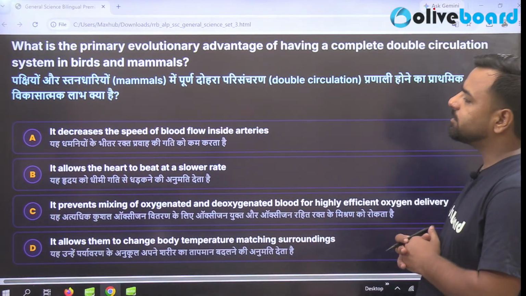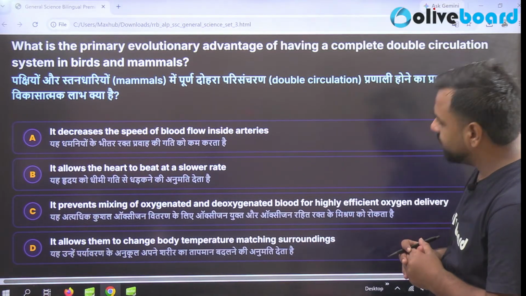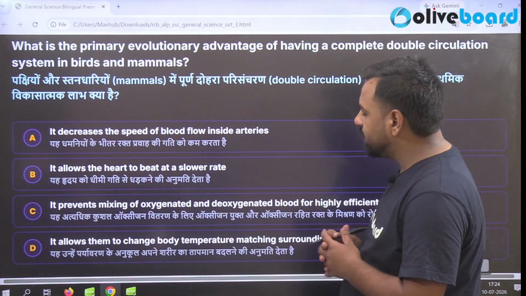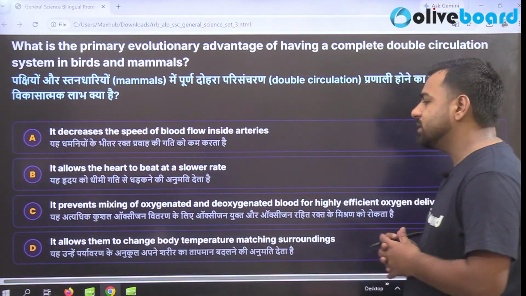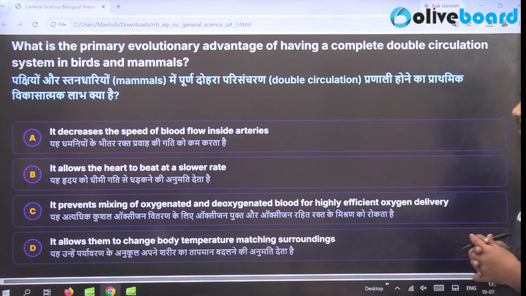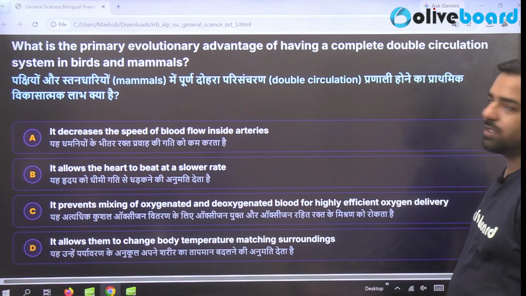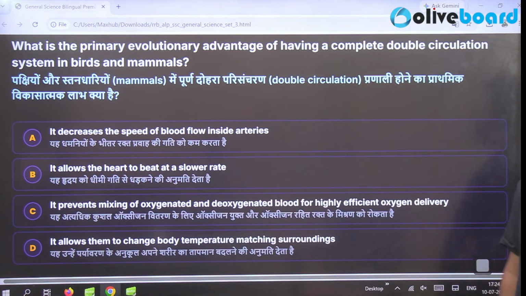Option A: it decreases the speed of blood flow inside arteries. B: it allows the heart to beat at a slower rate. C: it prevents mixing of oxygenated and deoxygenated blood for highly efficient oxygen delivery. And option number D is it allows them to change body's temperature matching surroundings. So what should be the correct answer, guys? You have four options. Let us see what will be the correct answer.